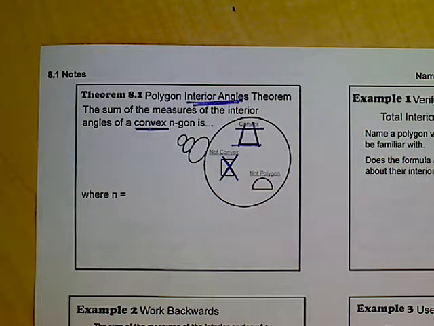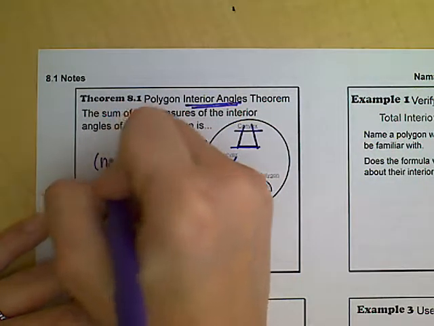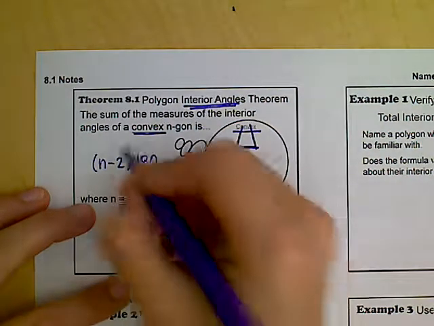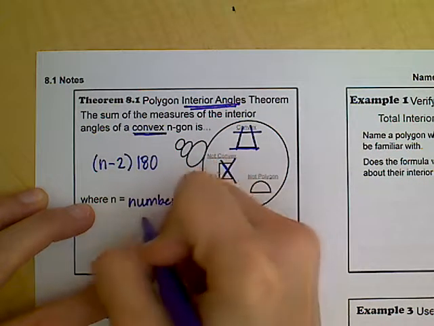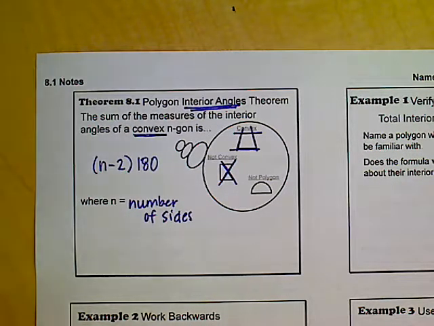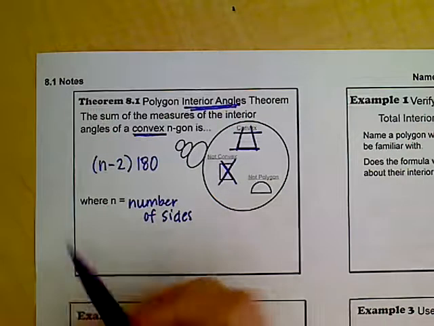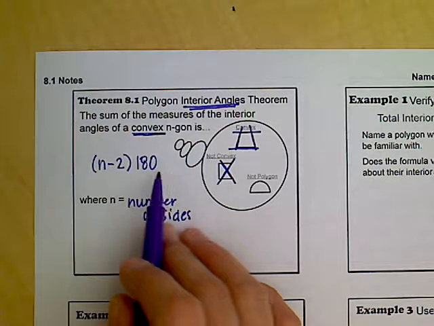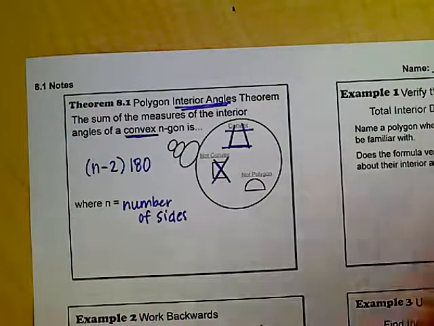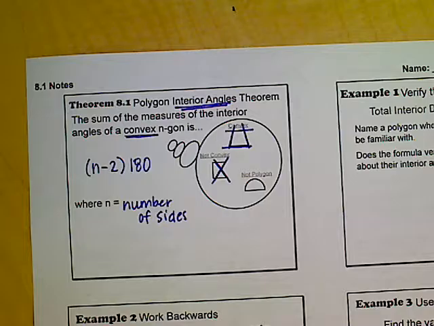So the formula we're looking for here, the way to find the sum of the measures of the interior angles, is we take n minus 2 times 180. Now what that means is n is the number of sides. So we already know about a triangle, so let's verify with that. If it was a triangle, n would be 3. If I take 3 minus 2, that's 1, times 180 equals 180. So that verifies for me that a triangle is going to have 180 degrees on the inside.